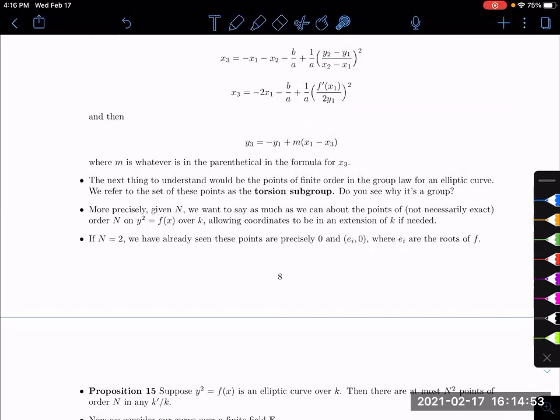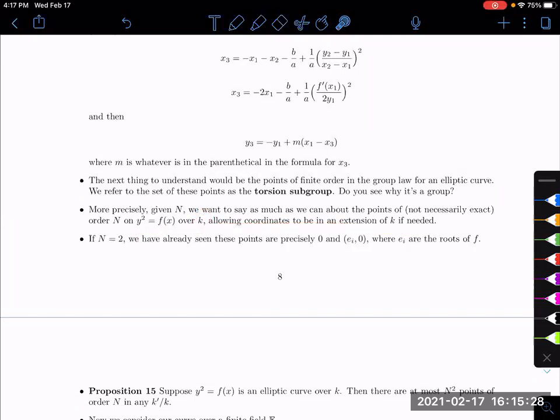Okay, so more precisely, if I give you a natural number n, what can we say about points of order n? And when I say order n, I don't really mean exact order n. I mean maybe order n or some order dividing n. Okay, so if I want to specify that a point has exact order n, then I will say that. I will say exact order n. On the elliptic curve, y squared equals f of x over k, if we allow coordinates to maybe be in some field extension of k as needed.